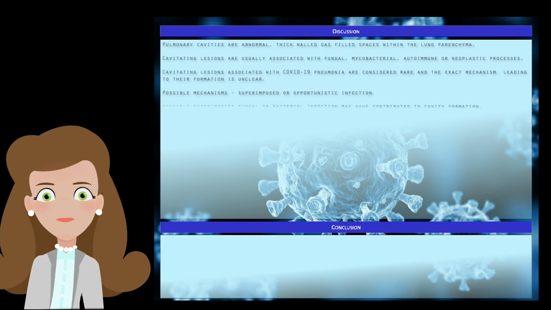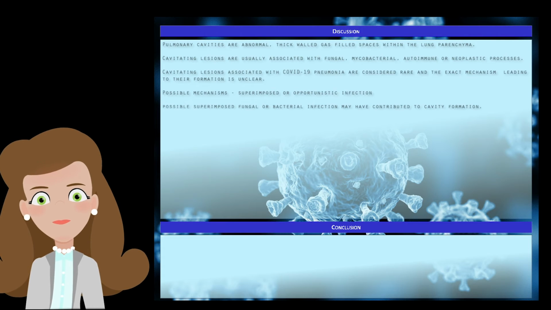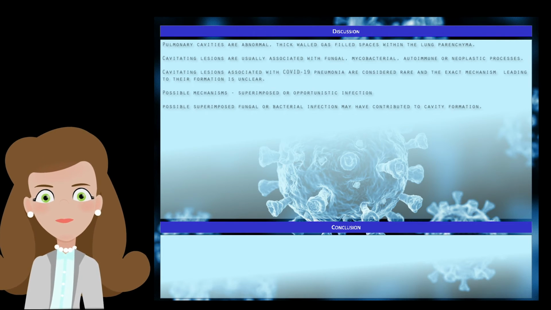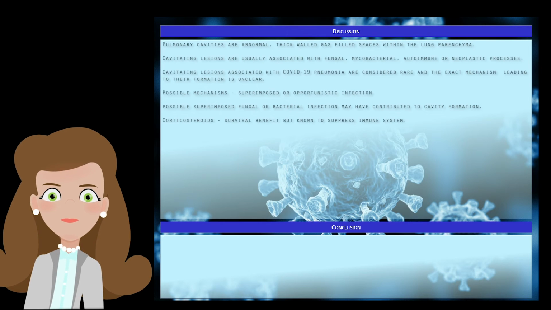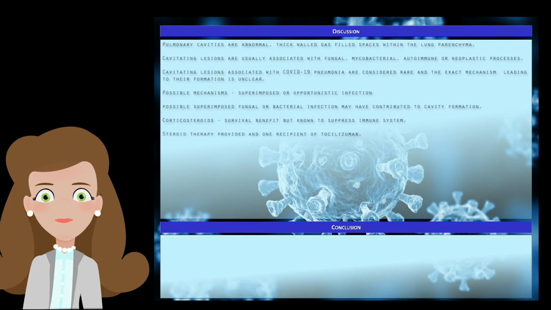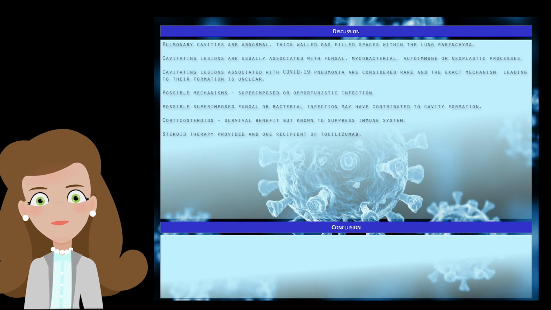Opportunistic infection in immunosuppressed patients is another proposed mechanism. While steroids have been shown to have a survival benefit in COVID-19 disease, they are known to suppress the immune system. All patients in the series received steroid therapy and 1 received tocilizumab. The literature describes cases where no secondary infectious agent was identified.